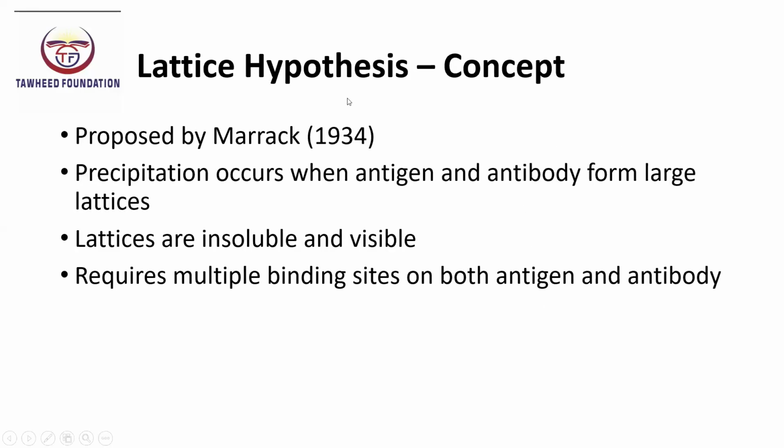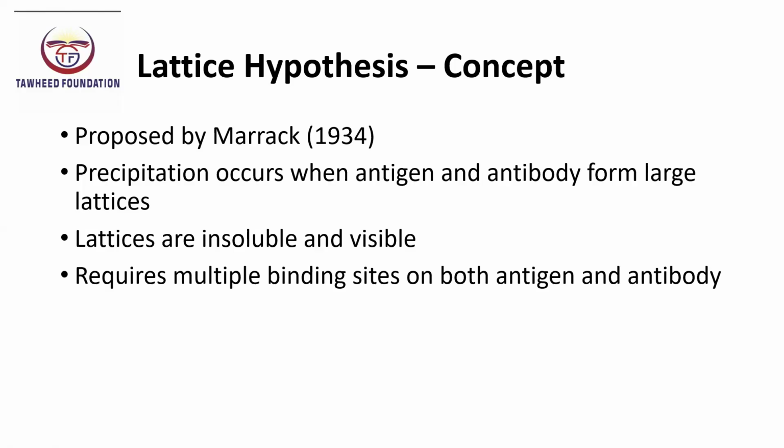Next is lattice hypothesis concept. The lattice hypothesis proposed by Marrack in 1934 explains the basic mechanism of how antigen antibody complexes form during precipitation reactions. According to this theory, precipitation occurs when antigen and antibody molecules combine in such a way that they form large cross-linked networks or lattices. These lattices are insoluble and can be seen as visible precipitates in a test tube or gel medium.